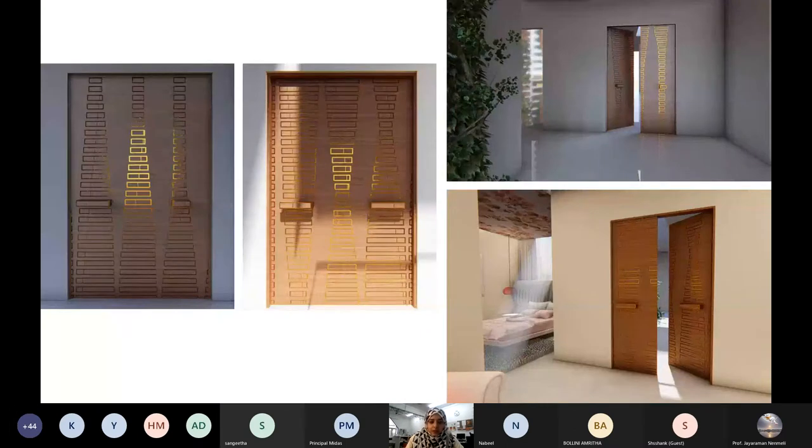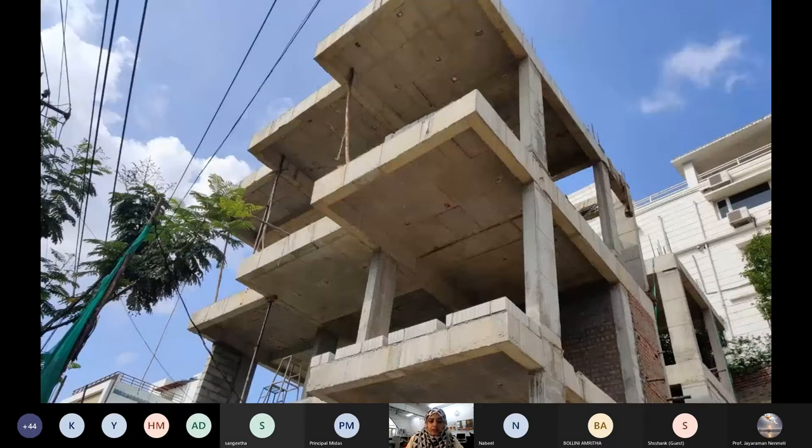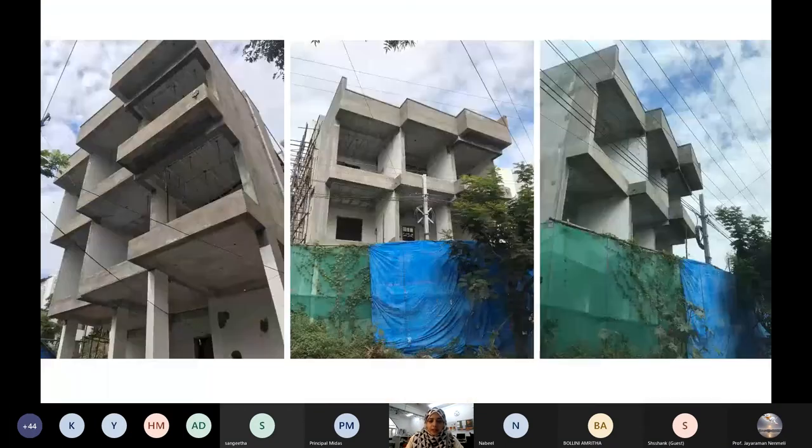We took the same motif and made it 2D. So that was 3D, and then we translated that into a 2D drawing, and then we created the same design for the doors as well. This is now under construction. This is the level it has reached.